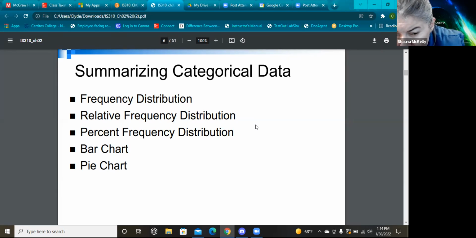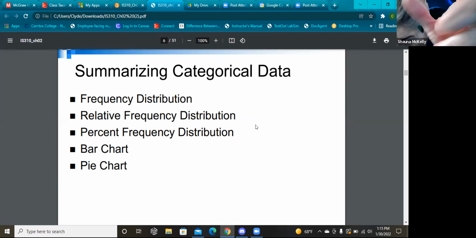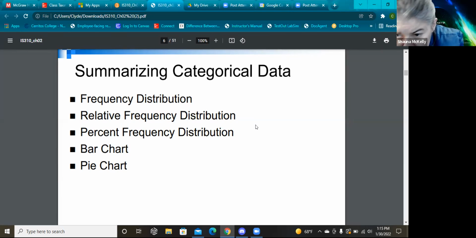You can't use something like a histogram for that, because for a histogram you need quantitative variables on the x-axis. You need some kind of class width, and you won't have that. So it depends on what kind of data you have and what relationships you're interested in.